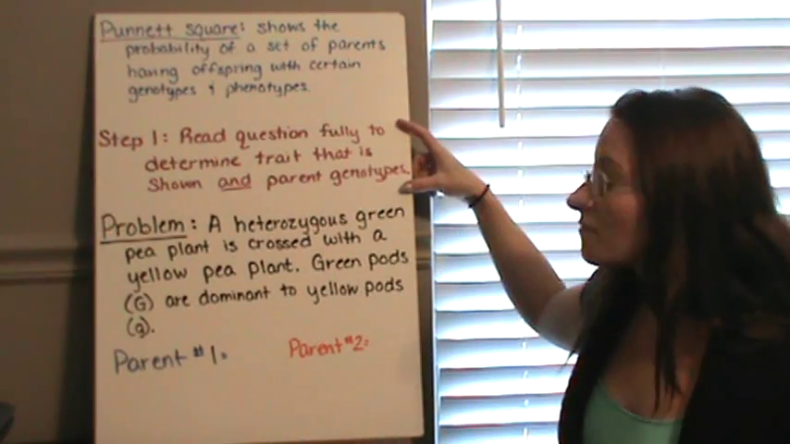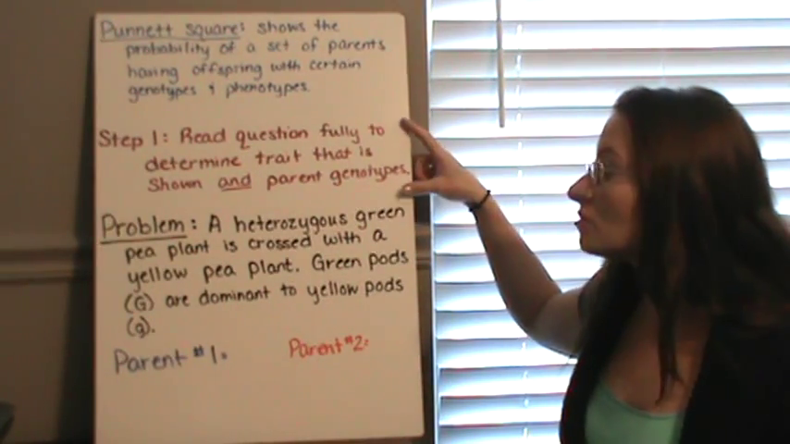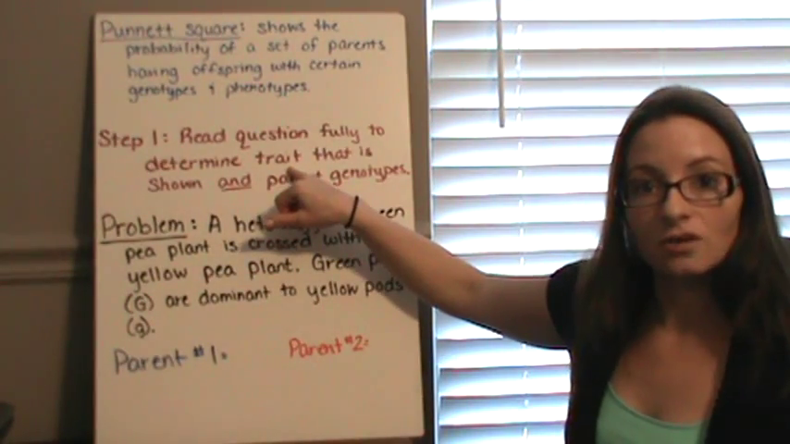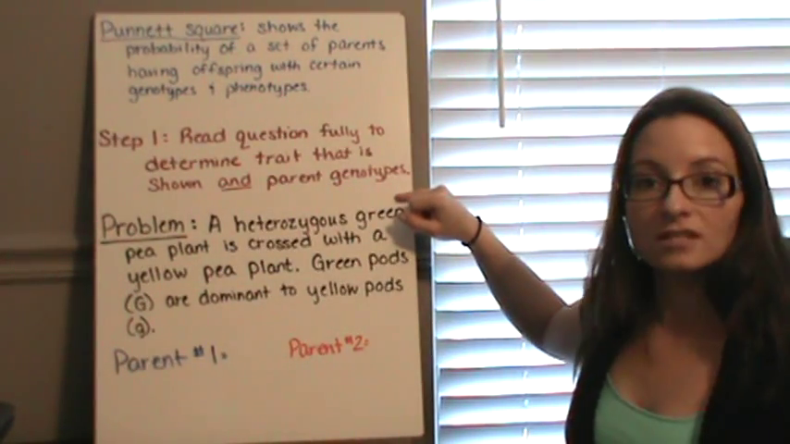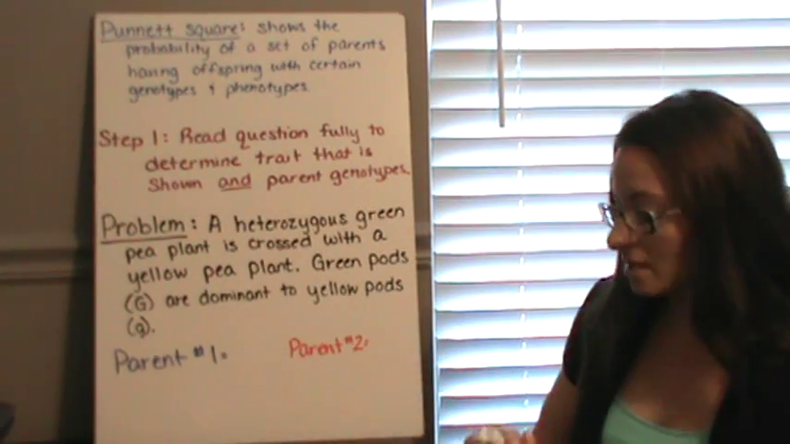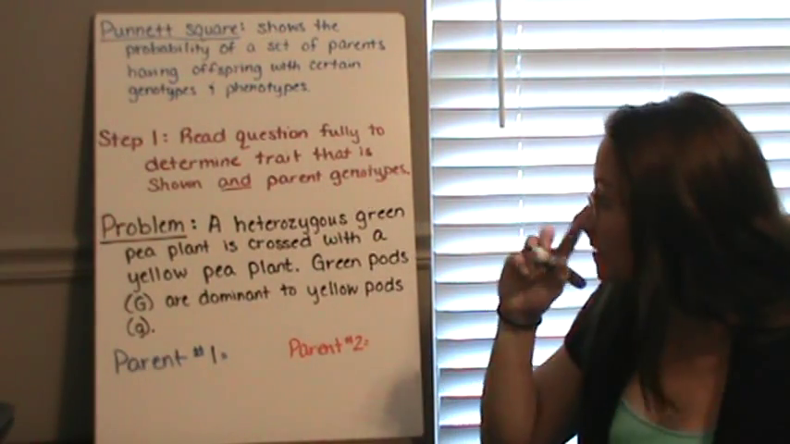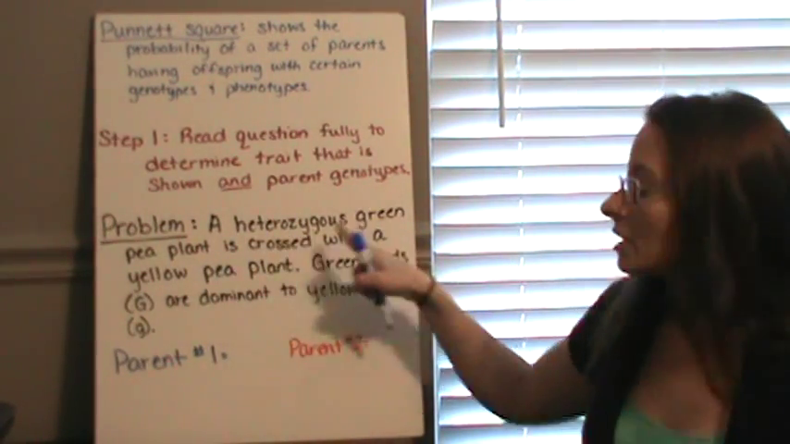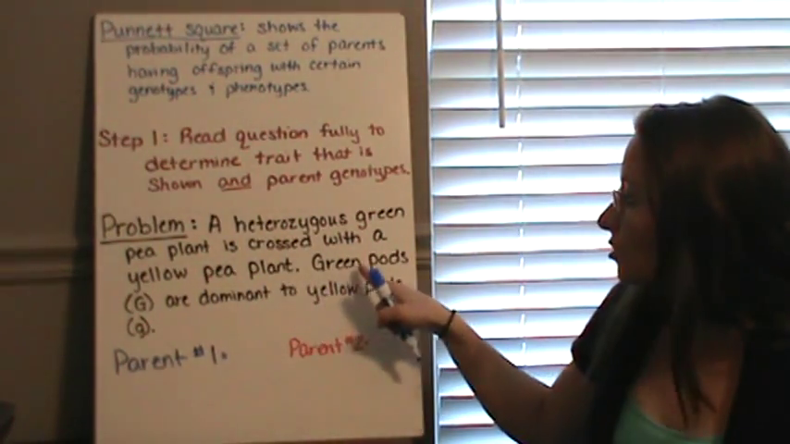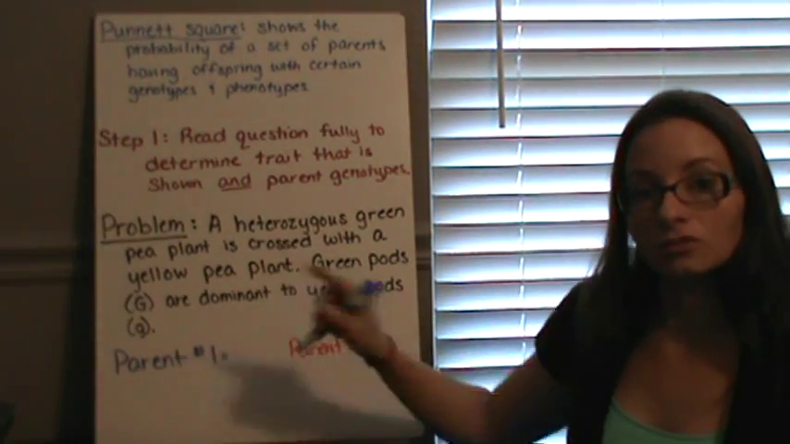Okay? So the first thing you need to do when trying to figure out a problem is to fully read the question. You need to determine the trait that's being shown, and you need to figure out what the parents' genotypes are. So the first thing here, and I'm going to do some underlining on here, it says a heterozygous green pea plant is crossed with a yellow pea plant. Green pods, big G, are dominant to yellow pods, little g.